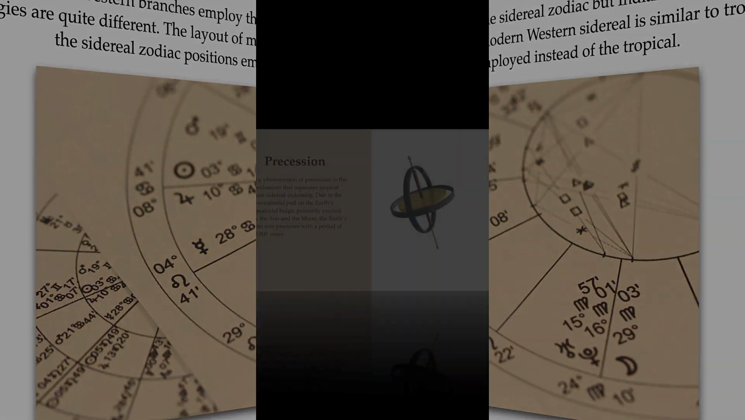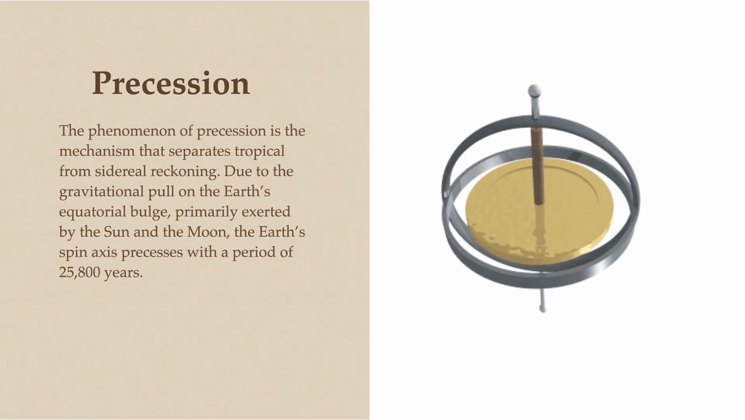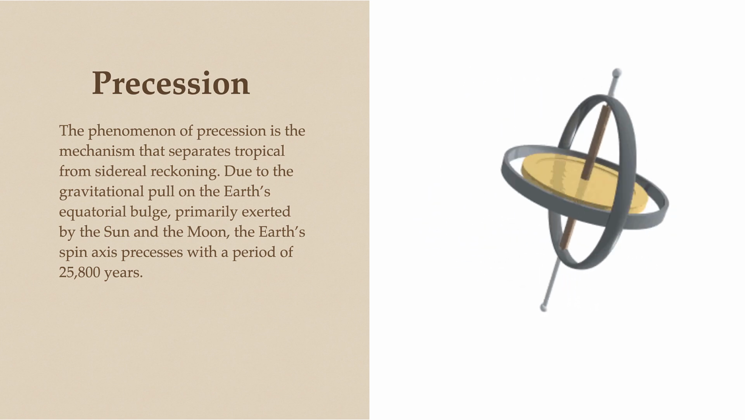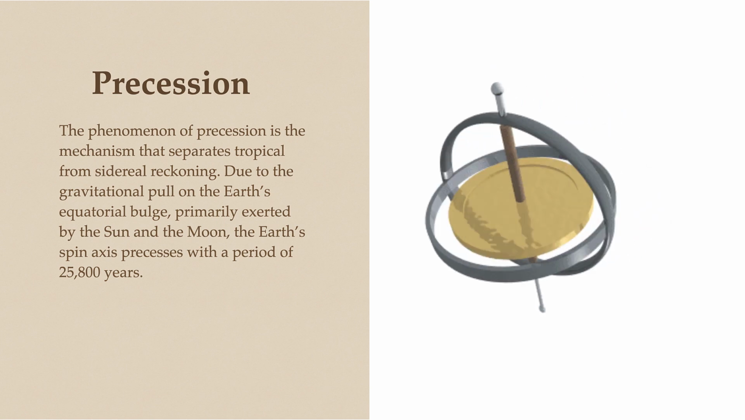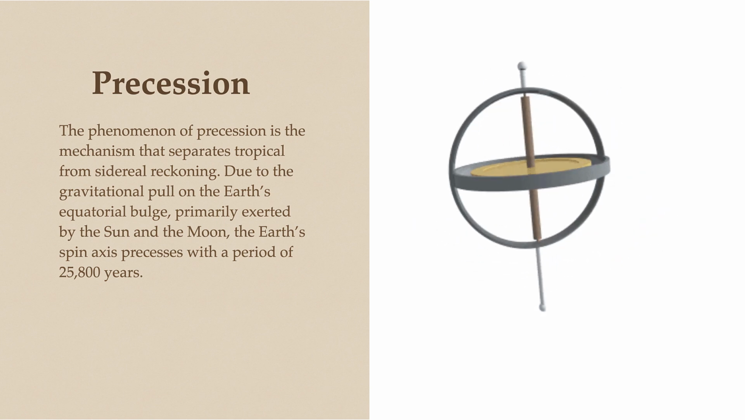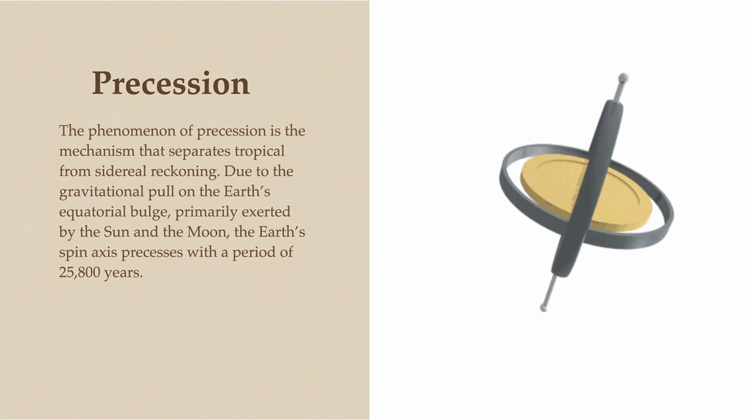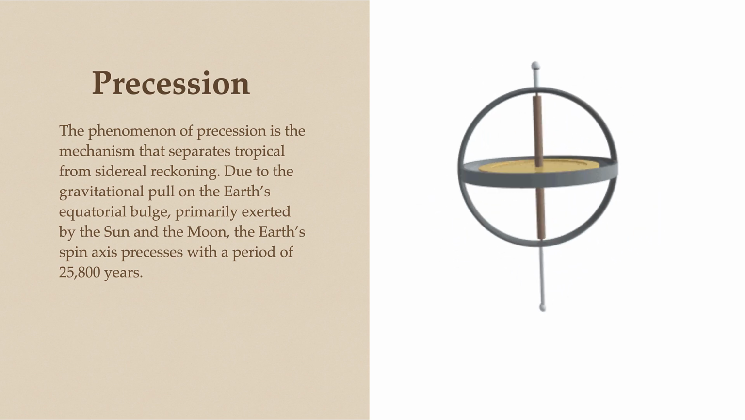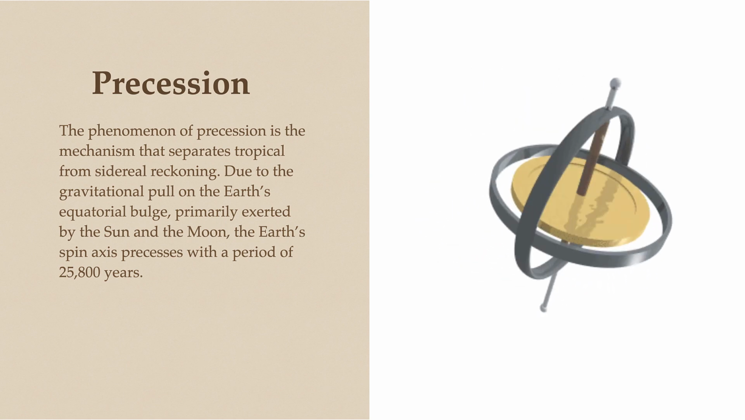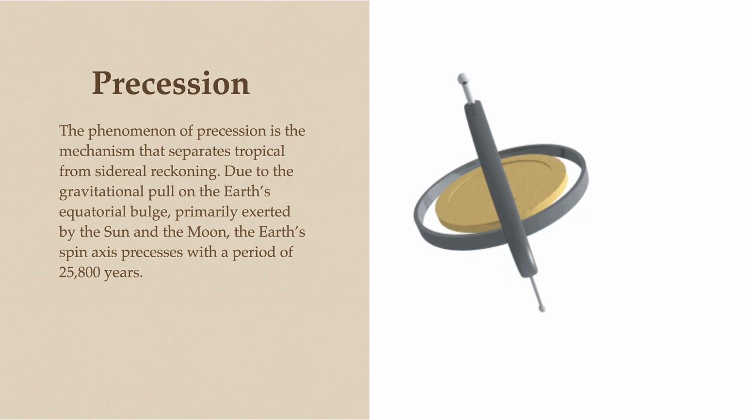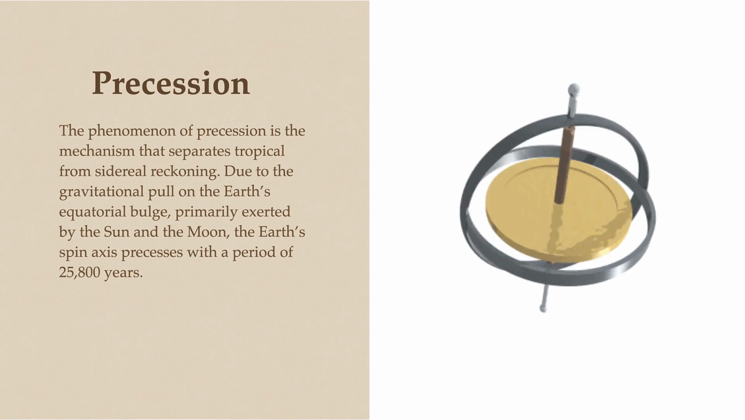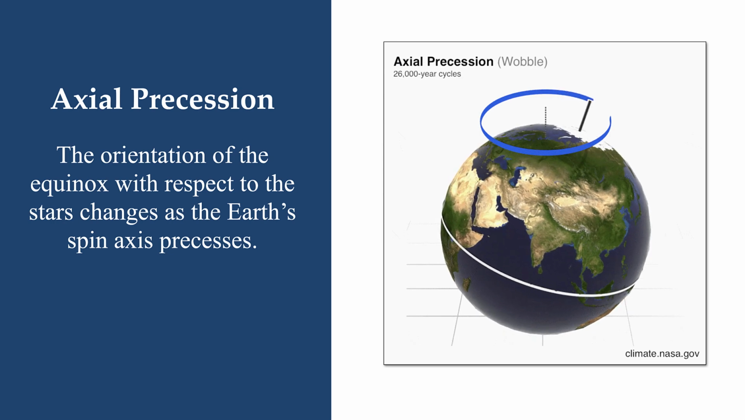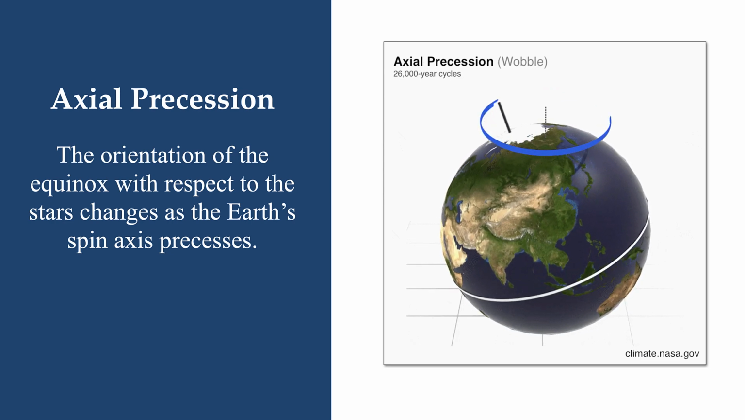This gyroscope illustrates precession, which is the mechanism that separates tropical from sidereal reckoning. Due to the gravitational pull on the Earth's equatorial bulge, primarily exerted by the Sun and the Moon, the Earth's spin axis precesses, but excruciatingly slowly. The period of one complete precessional cycle is 25,800 years, which means each 30-degree segment of the zodiac is traversed in 2,150 years. The Earth, as a giant gyroscope, shows that the orientation of the equinox with respect to the stars changes as the Earth's spin axis precesses.